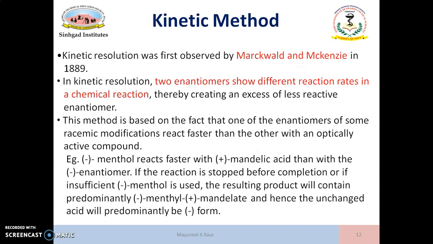The sixth method is kinetic method. This was introduced by Marckwald and McKenzie in 1899. In kinetic resolution, the two enantiomers show different reaction rates in a chemical reaction, thereby creating an excess of less reactive enantiomer. So this method is based on the fact that one enantiomer of some racemic modification reacts faster than the other with an optically active compound.